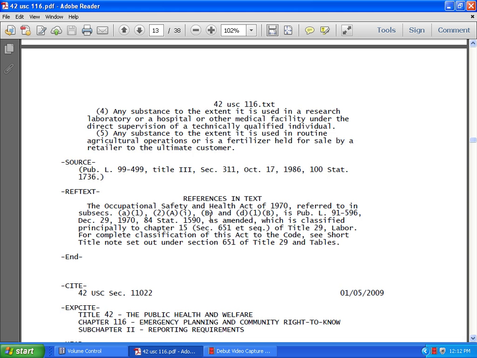Source: Public Law 99-499, Title 3, Section 311, October 17, 1986, 100 Stat. 1736. References in text: the Occupational Safety and Health Act of 1970, referred to in subsections (a)(1), (b)(1), (d)(1), and (e), is Public Law 91-596, December 29, 1970, 84 Stat. 1590, as amended, which is classified principally to Chapter 15, Section 651 et seq. of Title 29, Labor. For complete classification of this Act to the Code, see Short Title note set out under section 651 of Title 29 and Tables.